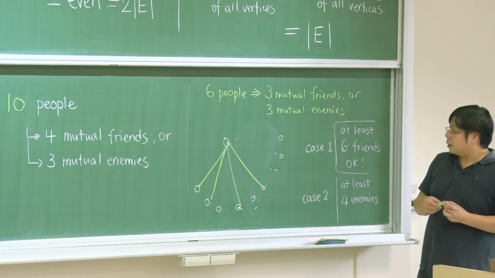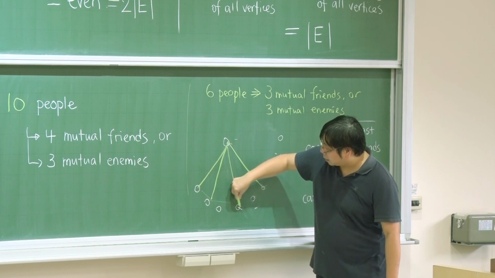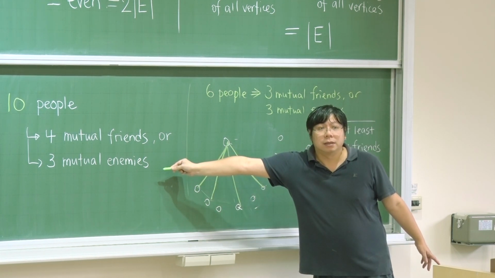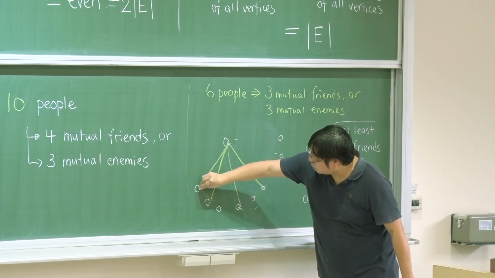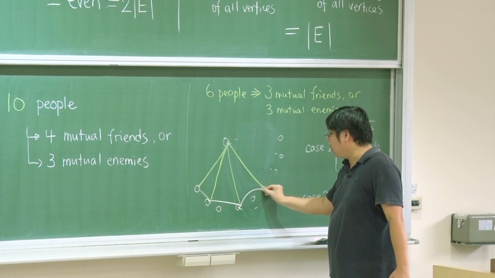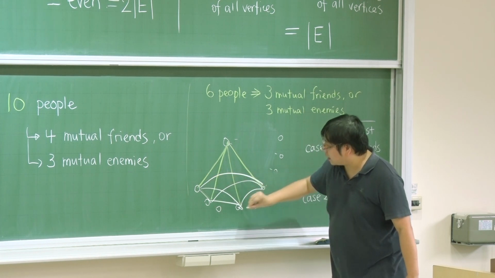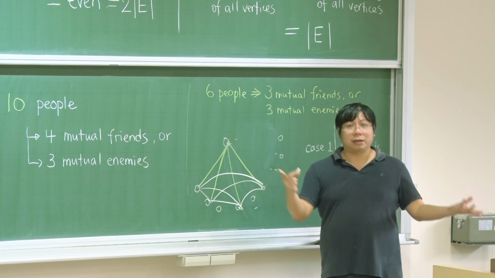Now, if any one of them is enemy to each other, if let's say these 2 are enemies, then we get 3 mutual enemies. In order not to get 3 mutual enemies, these 2 have to be friends. These 2 have to be friends, and these 2, and these 2, and these 2, and these 2. Is that okay? If any one of them is not friend, then we get 3 mutual enemies.